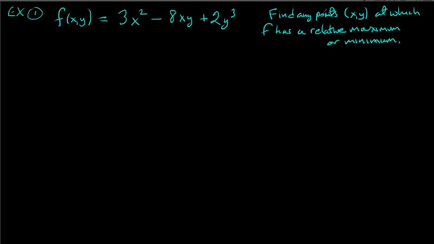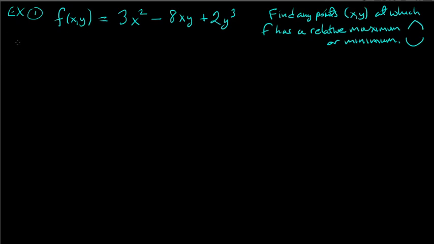Okay, so we have our function, f of x y. It's 3x squared minus 8xy plus 2y cubed, right? And the question is to find any points, x y, at which f has a relative maximum or minimum. So we're looking for relative maximums, right? Those are your peaks. Relative minimums, those are your valleys.